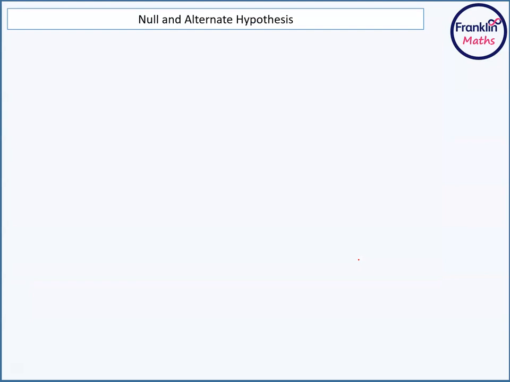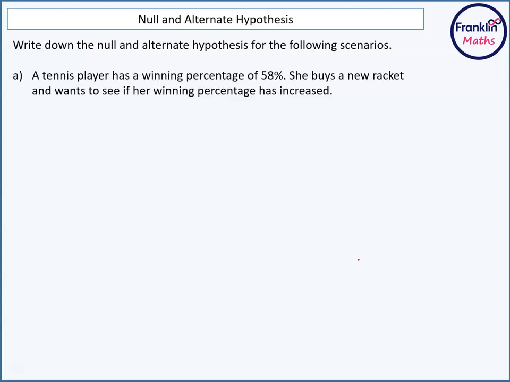So first thing we're going to do is look at what is known as the null and alternate hypothesis. It's fairly easy to do, and you should be able to get your head around this fairly easily. So what we're asked to do is write down the null and alternate hypothesis for the following scenarios.